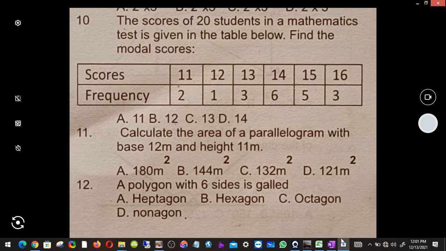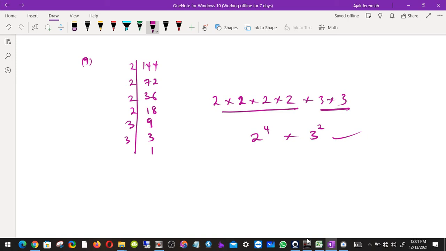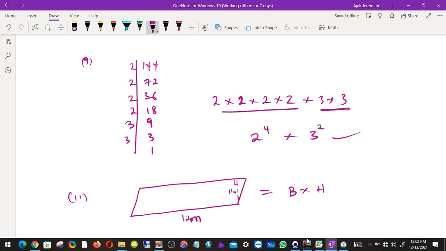How do you calculate area of a parallelogram? Base times height. Okay, let's try to represent it pictorially using figures. So number 11, parallelogram. The base is 12 meters. Then the height, hope you know the height has to be at right angle, so that's 11 meters. Do you get it? Yes, sir. So area of a parallelogram is base times height. 12 times 11. That's 132 meters squared. Yes, option C.